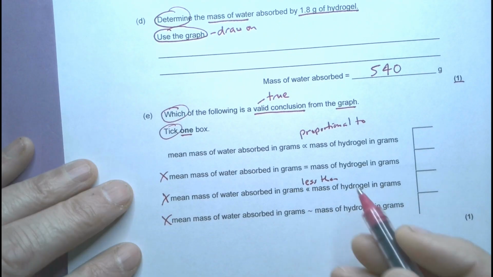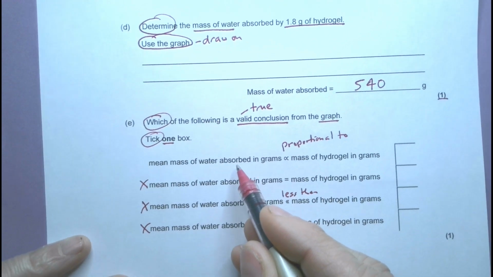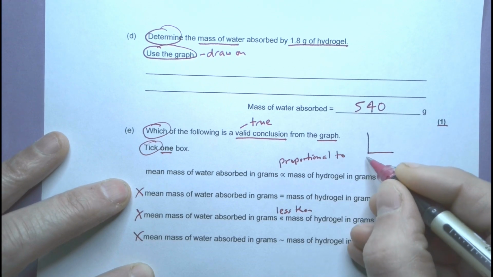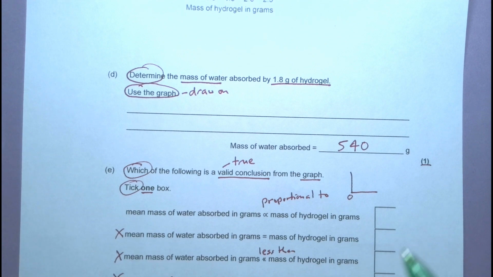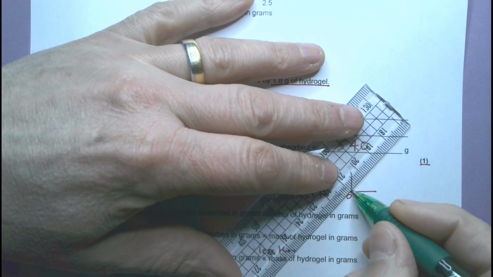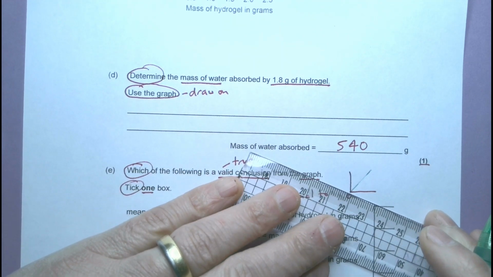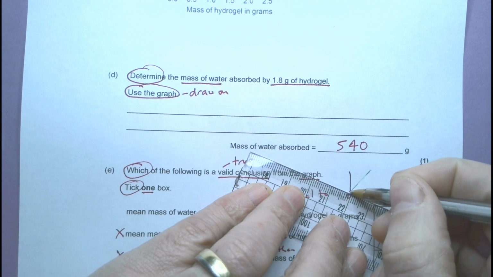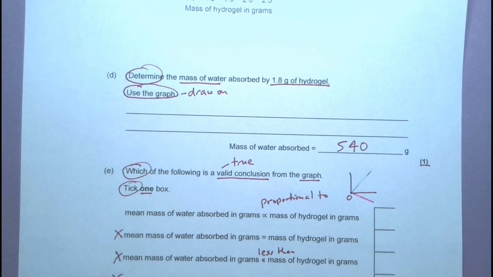Now, the key here is that I knew it was proportional anyway, because I know that any graph with a straight line going through the 0, and it could be going up or down, doesn't matter, will always be proportional. So it's going to be that first one.